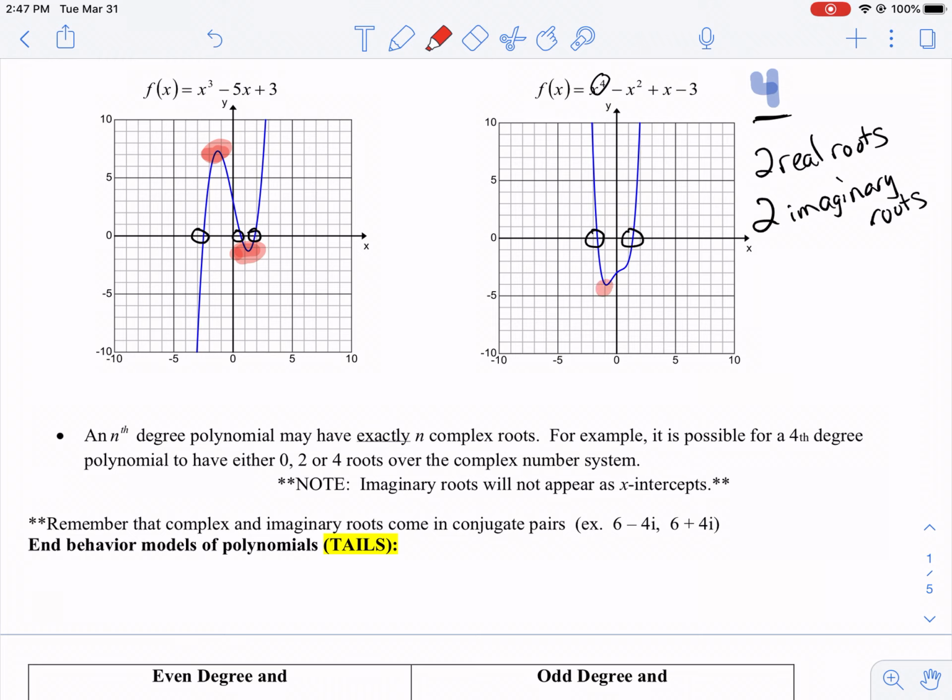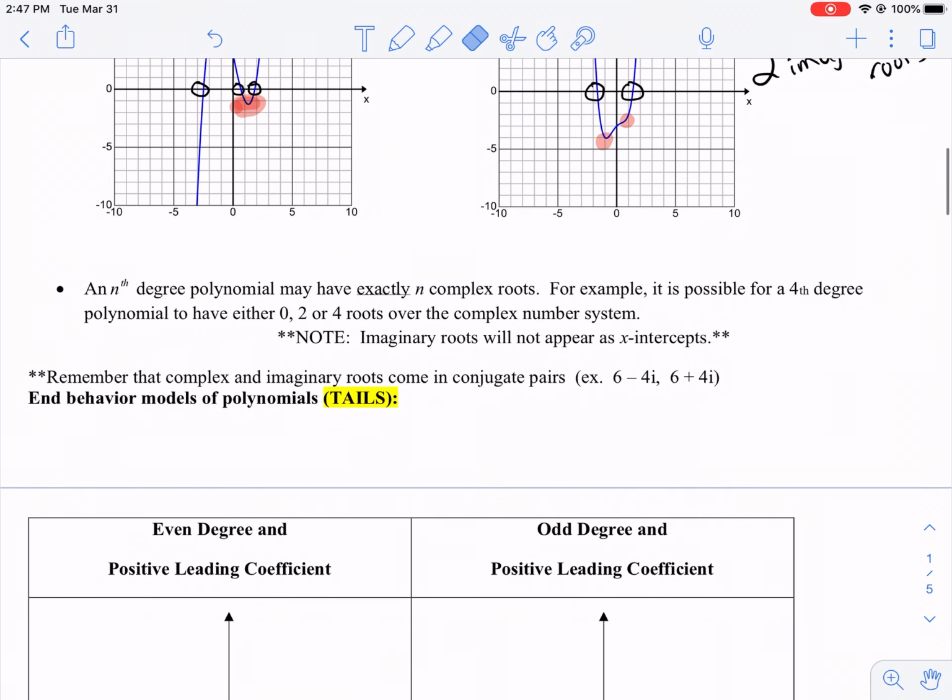Here's a turning point, and here's a turning point, and then that little hook there in the middle may or may not be one. Wouldn't be able to tell without further investigation, but remember, it said no more than 3 turning points, so we can easily see 2 of them.